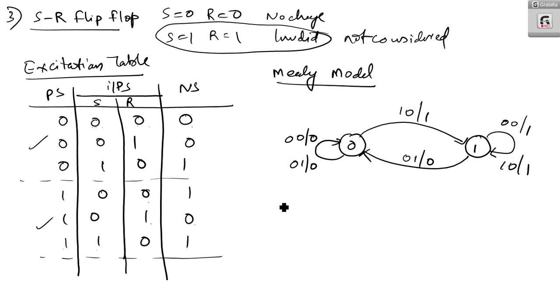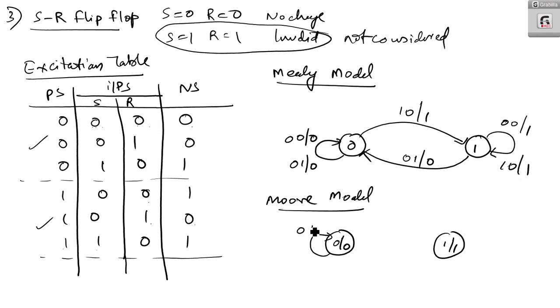Now if you are going for the Moore model, let us see how it looks like. Here I am having state 0 with output 0, and state 1 with output 1. When set and reset is 0, it will remain there itself. Again, here also, if it is 0, 0, it will remain there itself. Here also if it is 0, 0, it will remain there itself. And again, it will come back to 0 if it is 0, 1. Then what is the difference? Here you will get 1, 0.